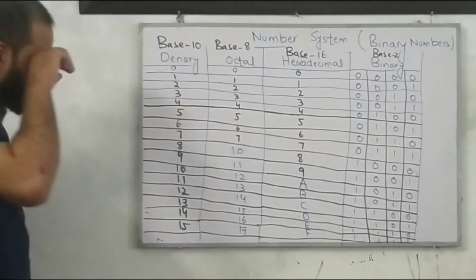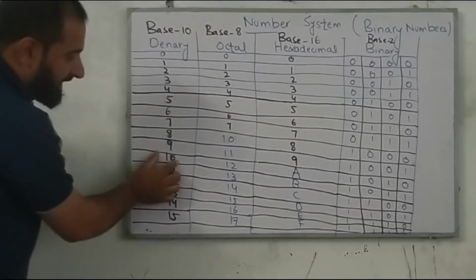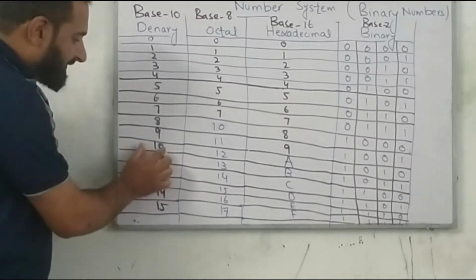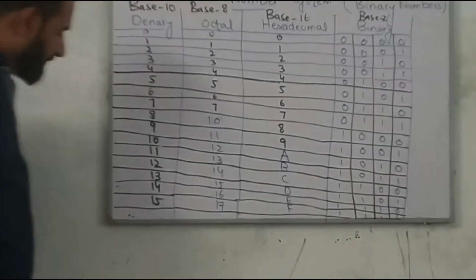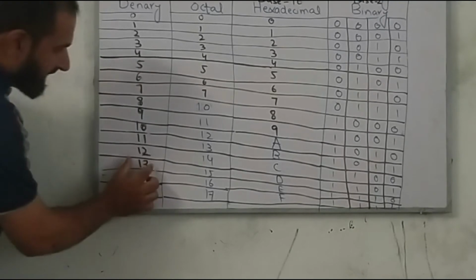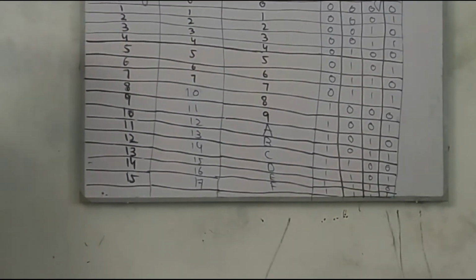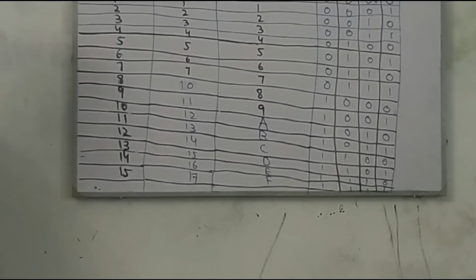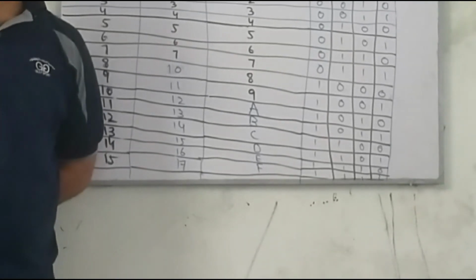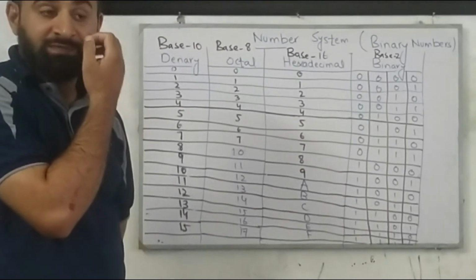So for example, I want to find out the binary of 10. Here is the 10. In Denary we have 10, but in binary we have 1010. What's the binary value of this Denary number 13? The binary is 1101. Am I right? Yes, 1101. You can easily generate the binary of any of these Denary numbers. You can do it very easily.